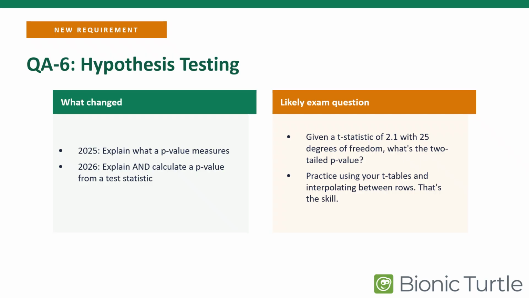In the hypothesis testing section, we were historically asked just to explain what a p-value measures, but now we're being asked to explain and calculate a p-value from a test statistic. So on the exam, you can expect a question like: given a test statistic of 2.1 or whatever number with X degrees of freedom, what's the two-tailed p-value? The key here is just knowing how to use your t-tables. If you know how to use your t-tables, this will be easy.